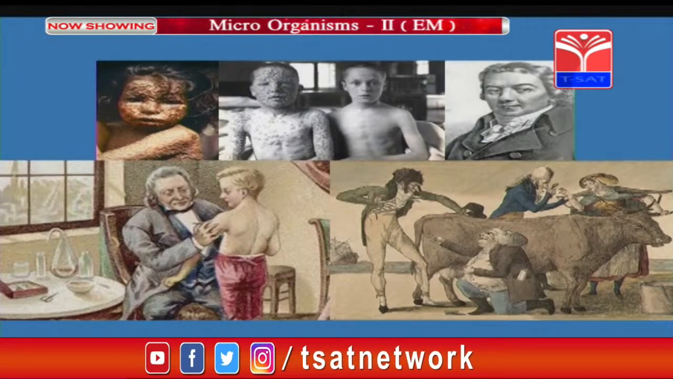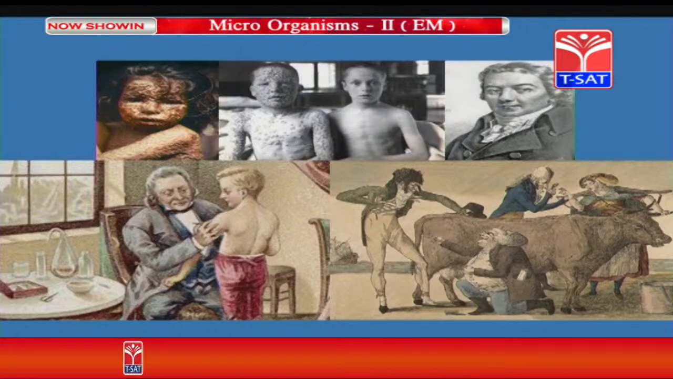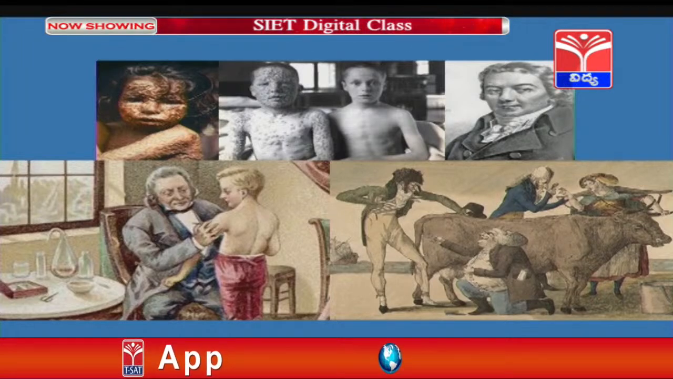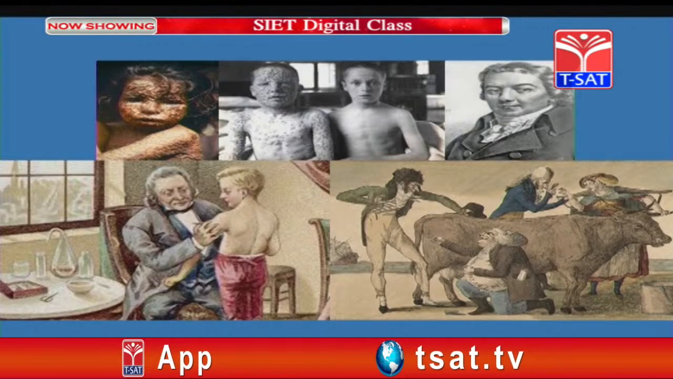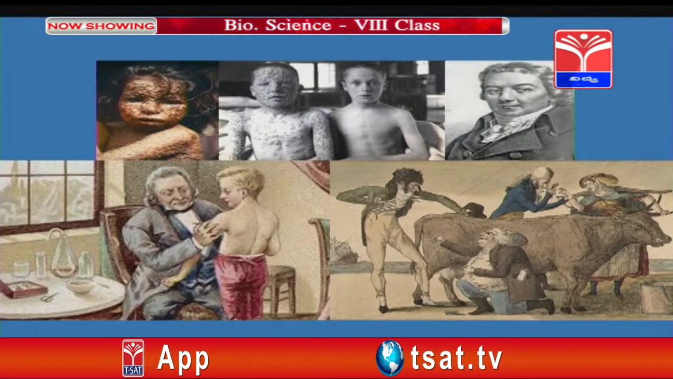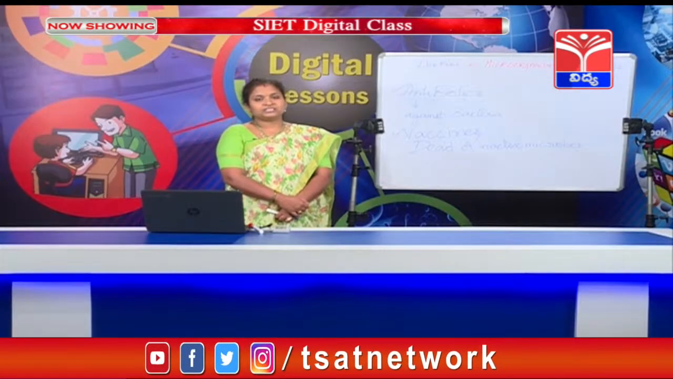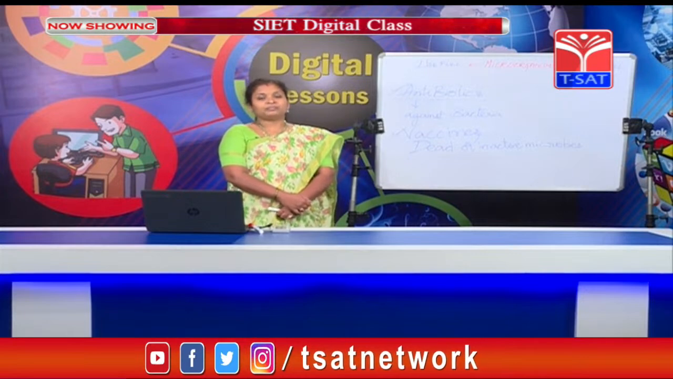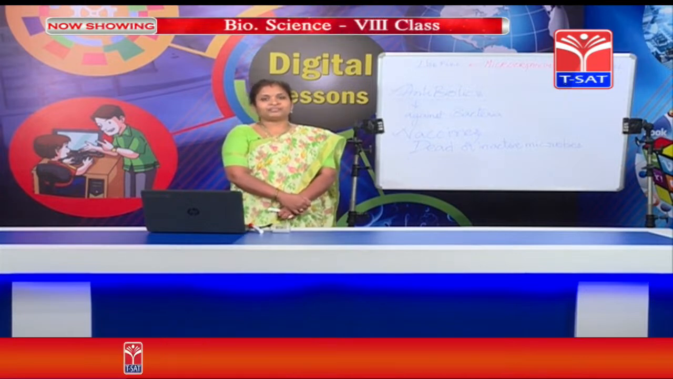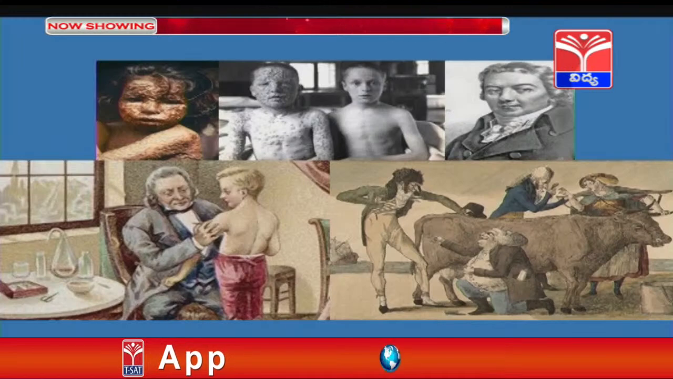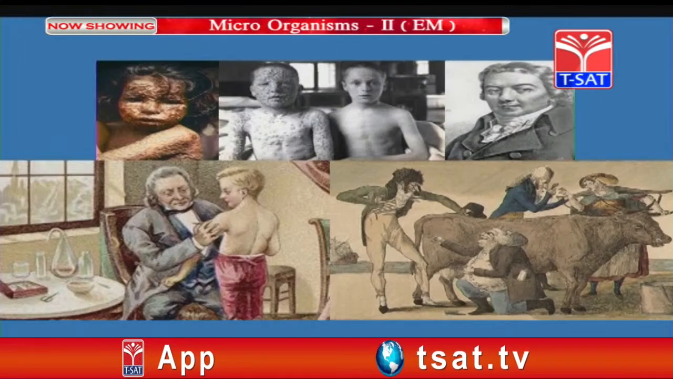And then he observed that after a few days, when the boy was brought near a patient suffering from smallpox virus, the boy should actually have suffered from smallpox, but he did not suffer. Why did he not suffer? Because when the inactive form of the smallpox virus was administered into the boy, he developed antibodies.